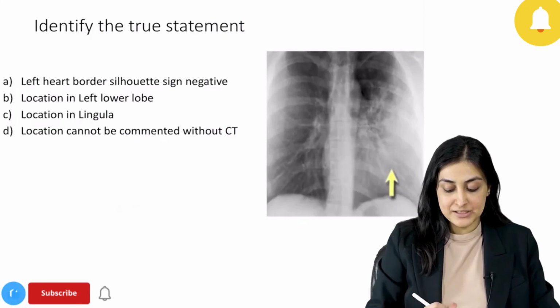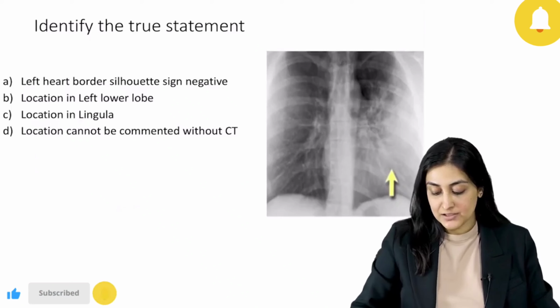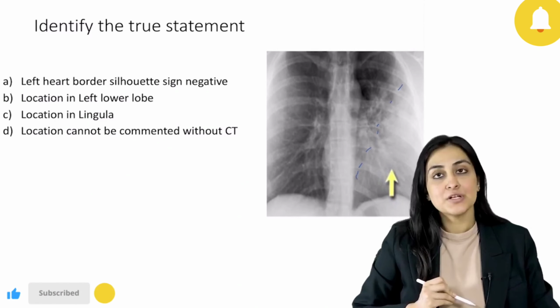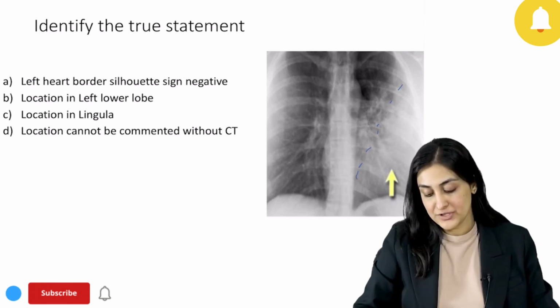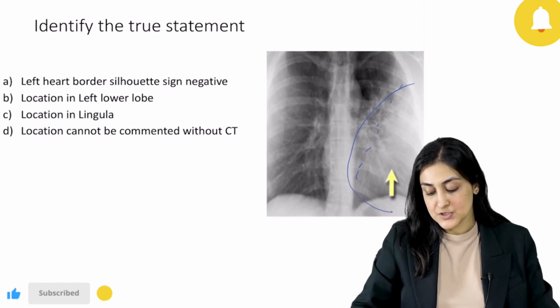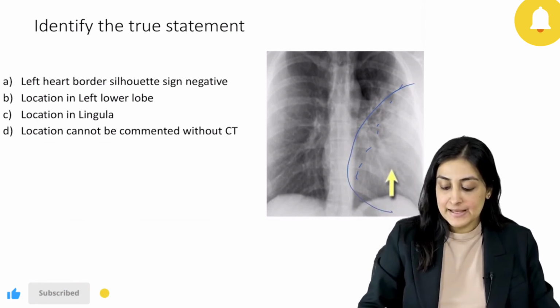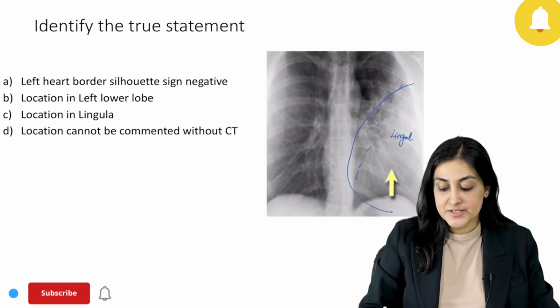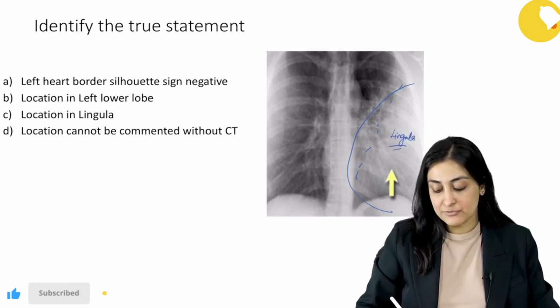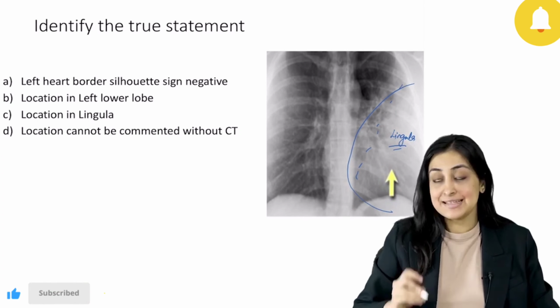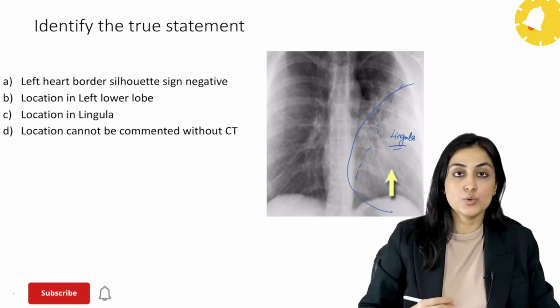Just to see an example, let's look at this MCQ. Here, do you see this opacity? Can you make it out separately from the left heart border? Not really. So we can see that this consolidation is silhouetting the left heart border, and that is why it is in the lingula. That is how we use the silhouette sign. And see how the diaphragm is seen separately? That means it's not involving the lower lobes.